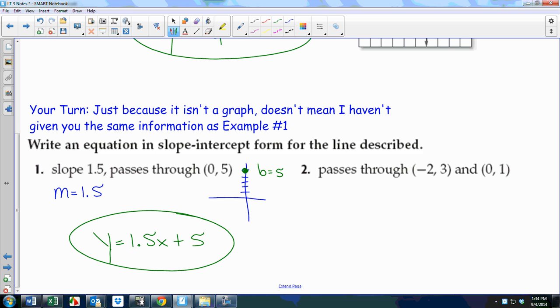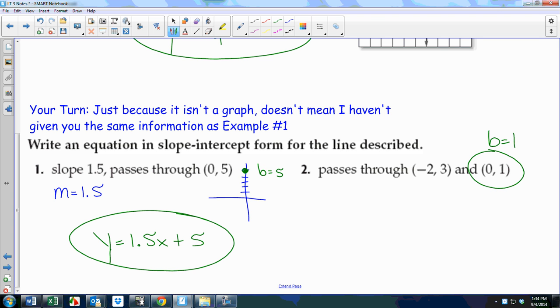Number 2. The point -2, 3. Think about graphing that in your head. Left 2, up 3. Would that be on the y-axis? No. What about the point 0, 1? Would that be on the y-axis? Yeah. That means your b is 1. Your y-intercept is 1 because the x is 0. That would be on the y-axis.